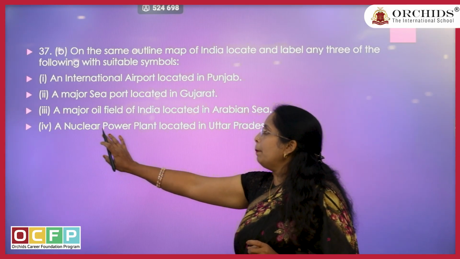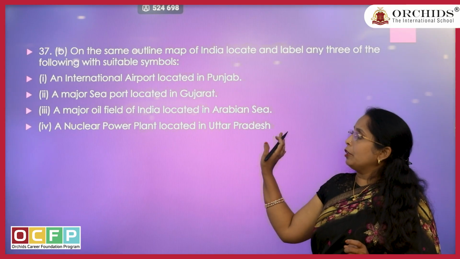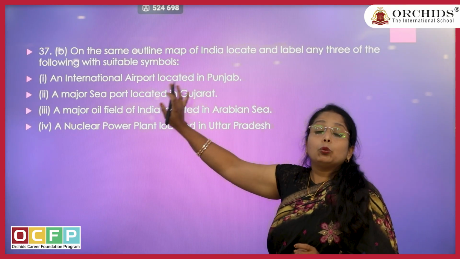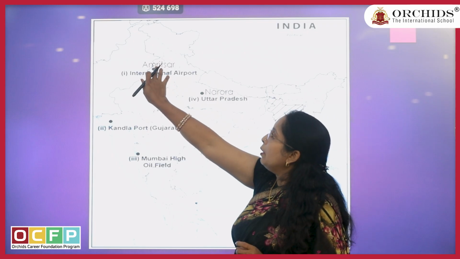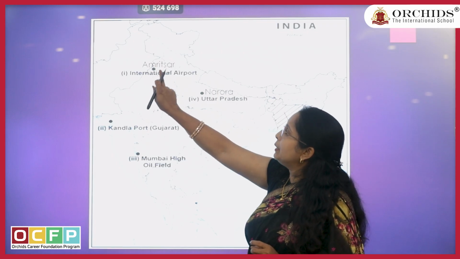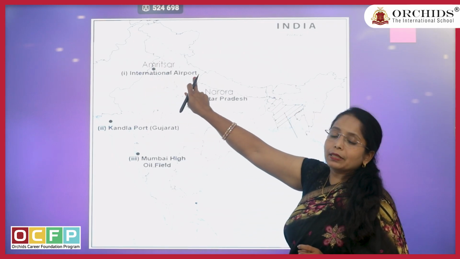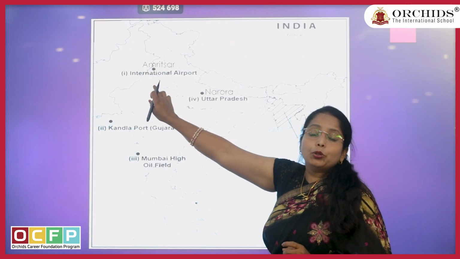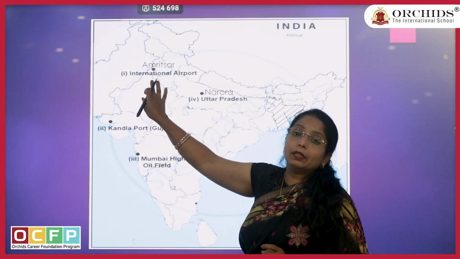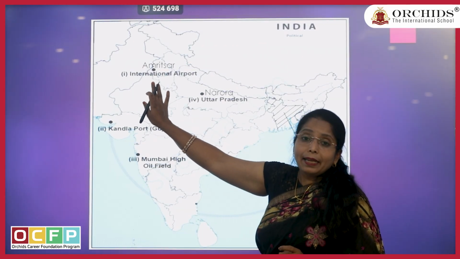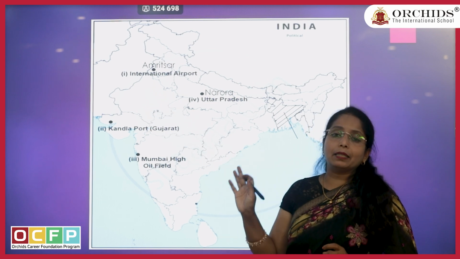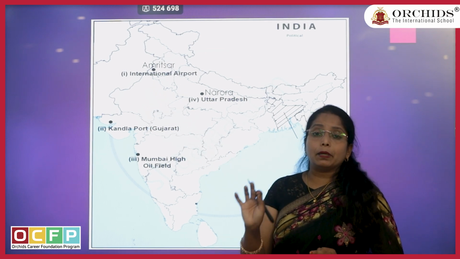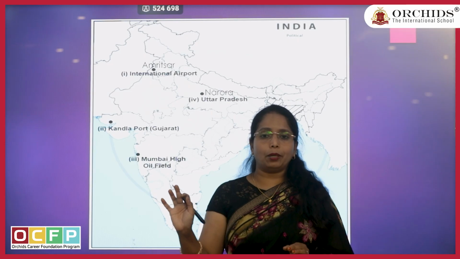Then a nuclear power plant located in Uttar Pradesh. Let us go in detail through the map. See here, students, you have to make a circle at Amritsar, where there is an international airport, and in the exam you should draw a small aeroplane as the symbol to get clear marking by the examiner. He will not reduce any marks if you do it correctly as per the question asked in the question paper.